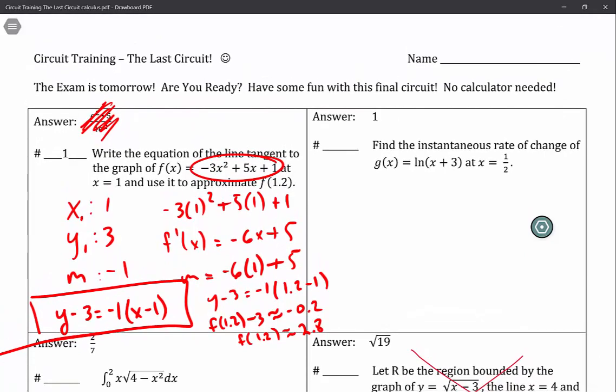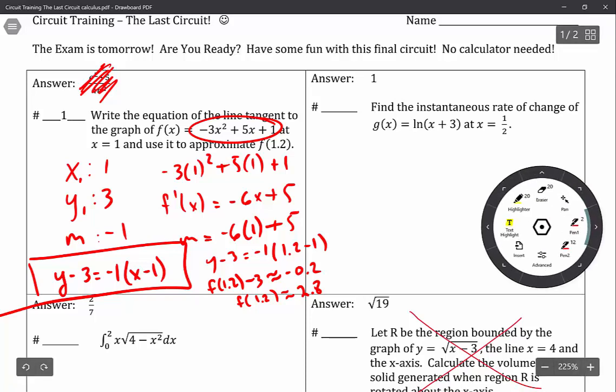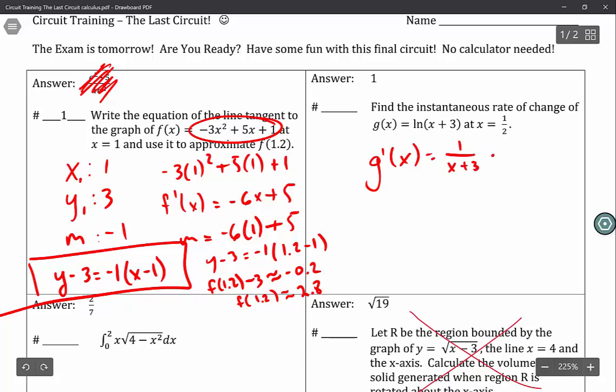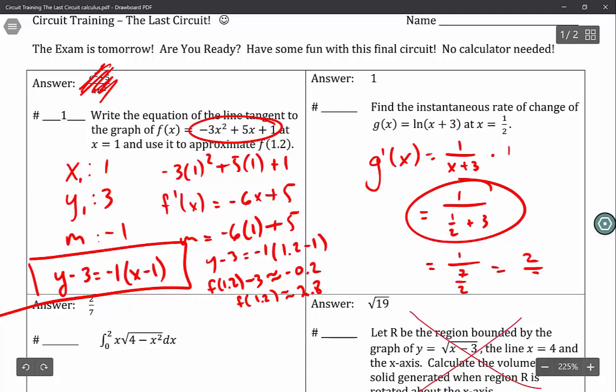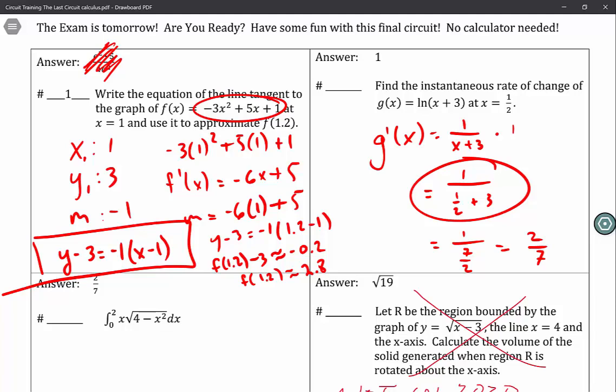So, anyways, next one, find the instantaneous rate of change of g of x equals ln of x plus 3. This is just chain rule. Again, you have a calculator, so you'd probably do this on your calculator, but it's something we should be able to do by hand as well. So 1 over x plus 3, chain rule, times the derivative of x plus 3, which is just 1. This gives us 1 over 1 half plus 3, which is a great answer. You can just leave it like that. Now, if you want to simplify, that's 6 over 2, so 1 over 7 halves, which is 2 sevenths. Oh, okay, I see what's happening. She's having the answers in another spot. So that 2 sevenths is over here.